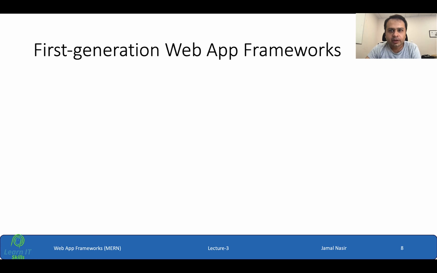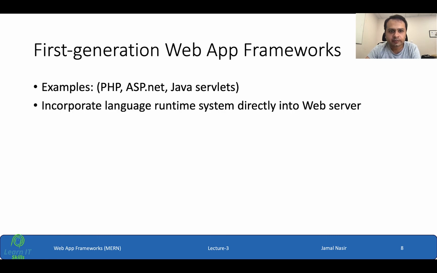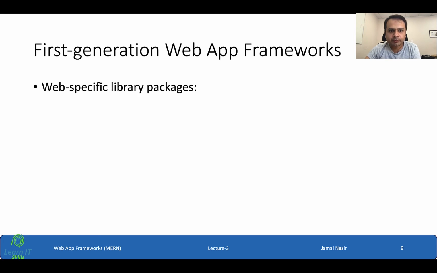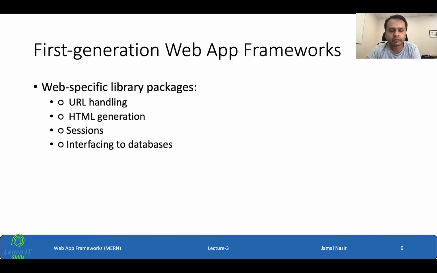So, first generation web app frameworks. Examples could be PHP, ASP.NET, Java Servlets. They incorporate the language runtime system directly into the web server. So we would have servers, templates, mixed code and HTML. HTML and CSS describe the view in templates. There were so many web specific library packages available in those languages to handle URL handling, HTML generation, session handling, and interfacing to databases. So this was the first generation of web app frameworks.